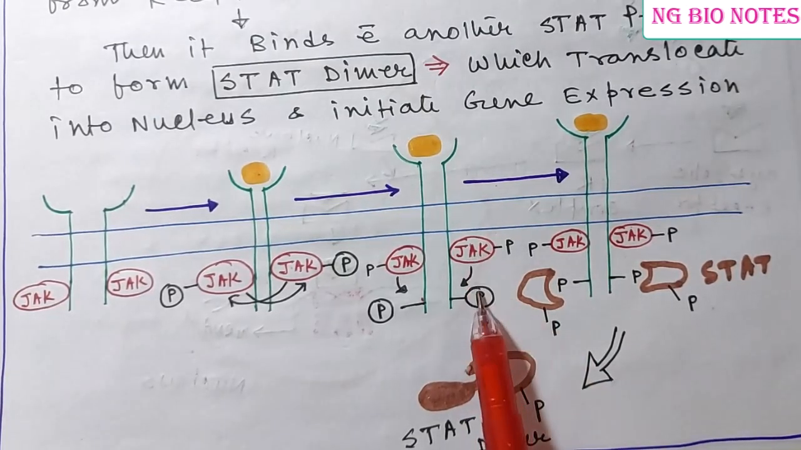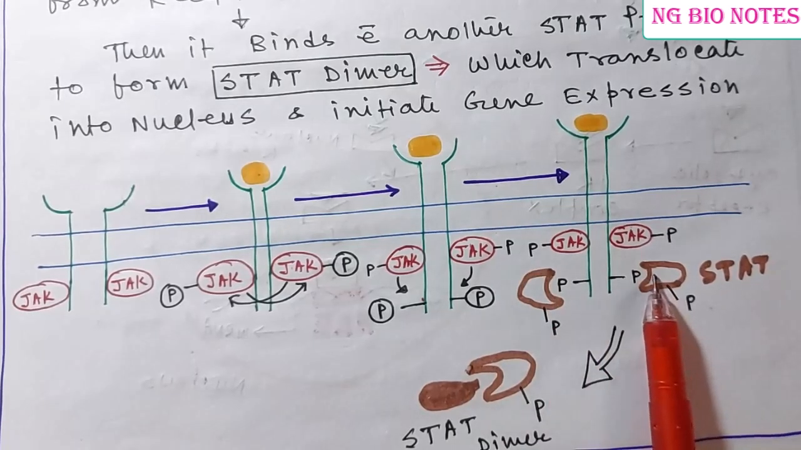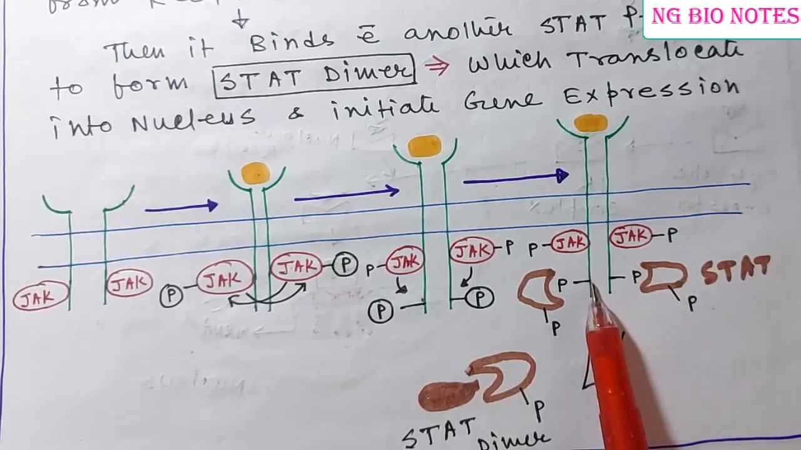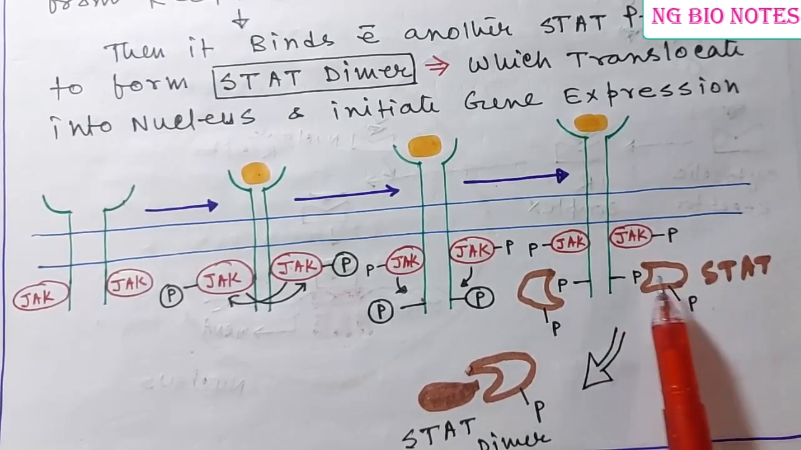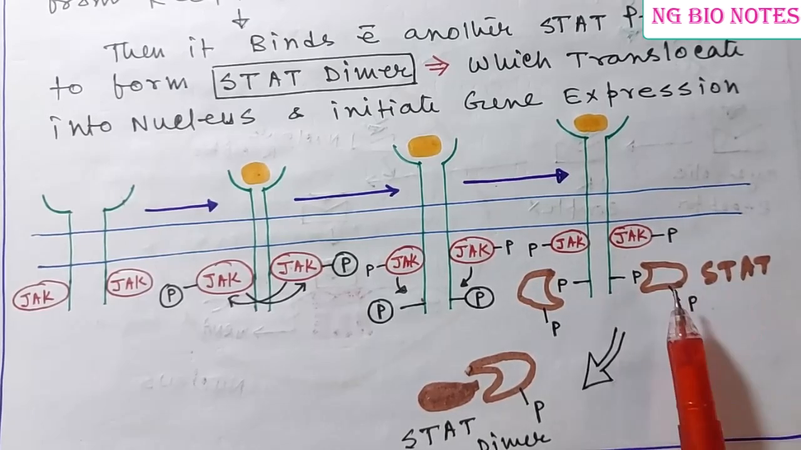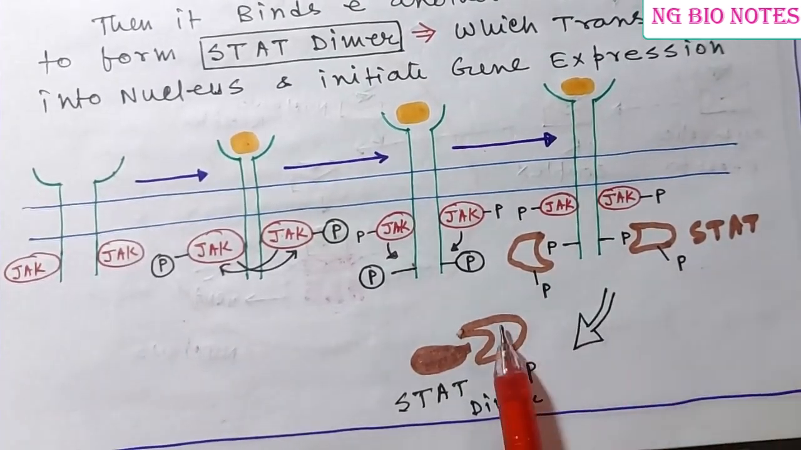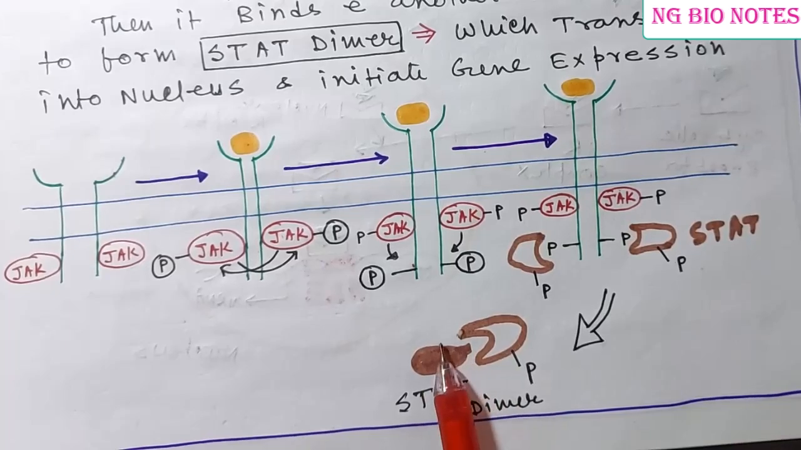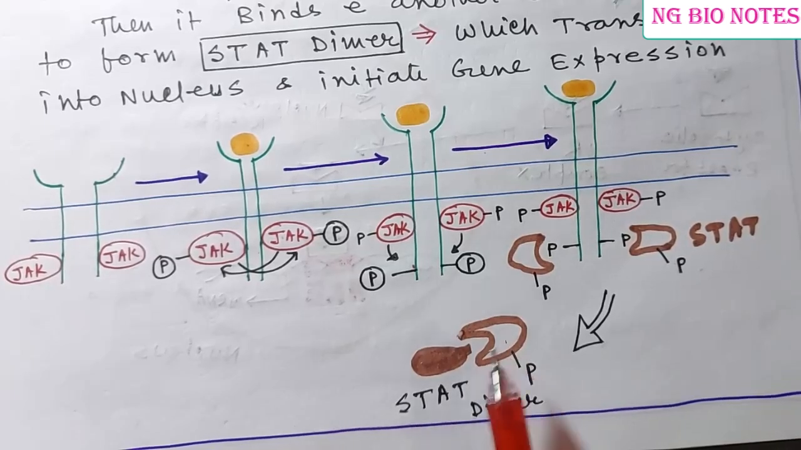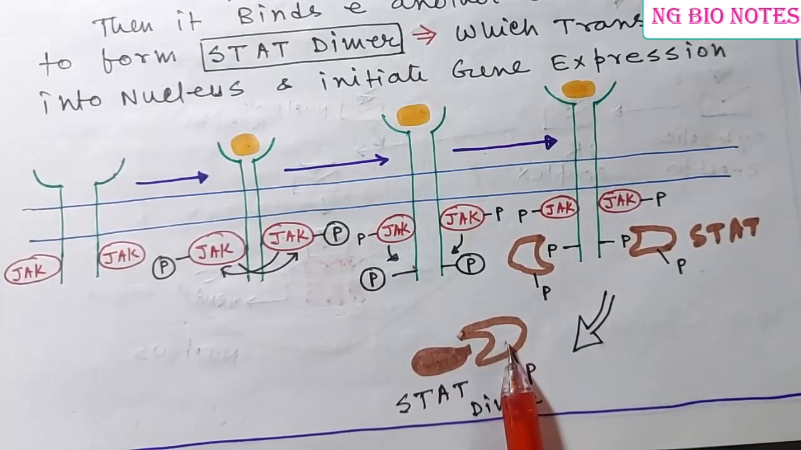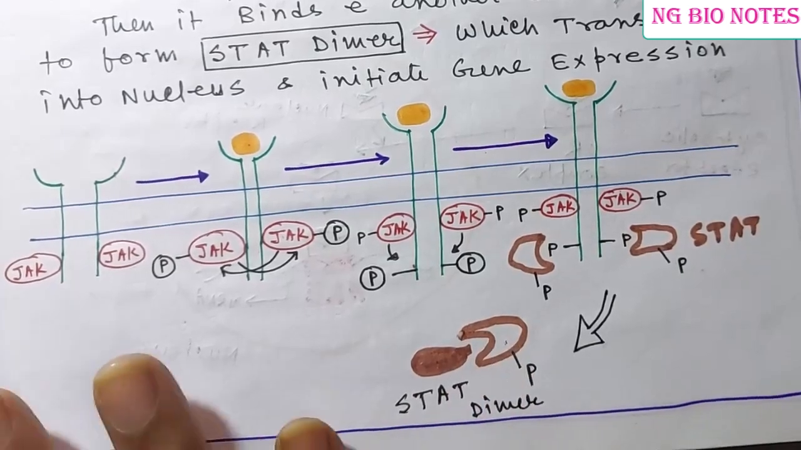After phosphorylation of this cytosolic phase, the Stat protein will be recruited, and this Stat protein is again phosphorylated by the phosphorylated cytosolic phase. After phosphorylation, the phosphorylated Stat protein will be released from the receptor, and then it binds with another Stat protein present in the cytoplasm, and the Stat dimer will be formed. One is phosphorylated and the other is unphosphorylated. This Stat dimer then enters the nucleus and initiates gene expression. This is actually the process of the Jak Stat pathway.